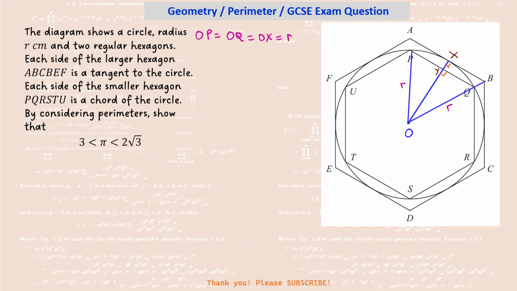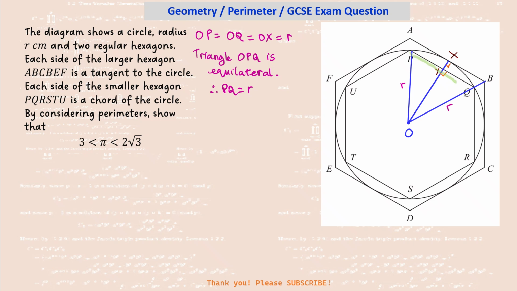Now they're all equal. You see OP, OQ, and OX are all equal to the radius r. Not OB, so it's OQ. They're all equal to the radius of the circle. And also you would notice that triangle OPQ is equilateral.